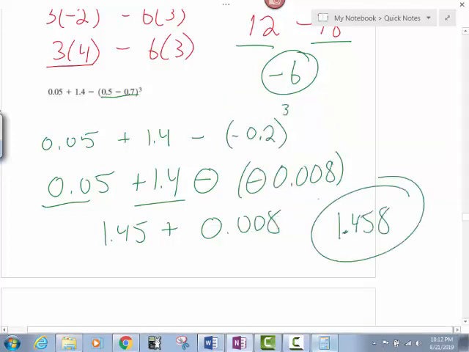So if you notice in this particular problem, I'm really taking my time using my calculator, going slowly, because again, I want to make sure that the answer that I come up with is correct.